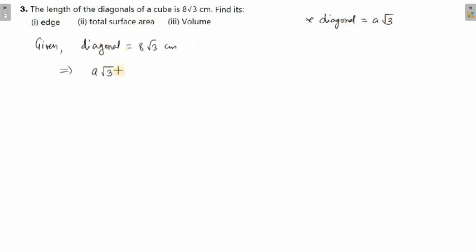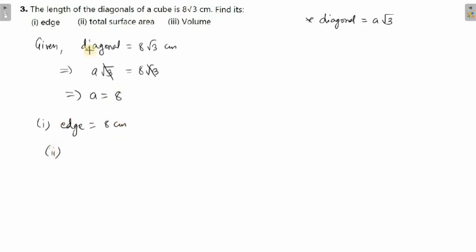So a root 3 is given to be 8 root 3. Now root 3 can be cancelled. So from here, a is equal to how much? 8. Now what is a actually? A is the length of the edge of the cube, isn't it? So therefore, number 1, the edge will be 8 centimeter. So this is my first answer.